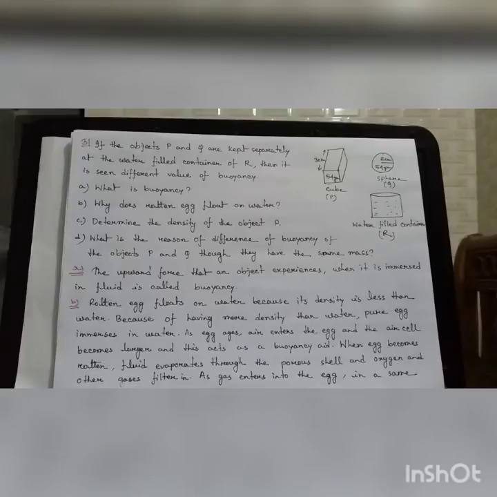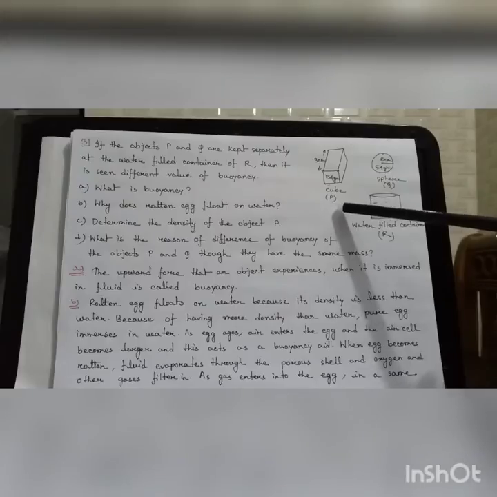Question number 3. Here on the diagram, two objects P and Q are mentioned. P and Q are kept separately in the water filled container R, and then different values of buoyancy are seen. Here the information is related to the diagram. This is a cube that is mentioned as P, and this is a sphere that is named as Q.